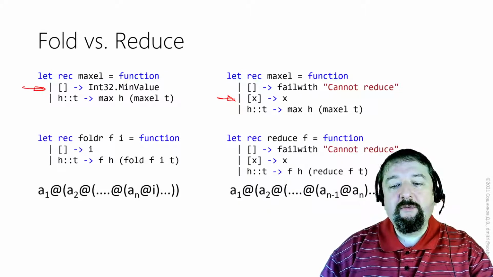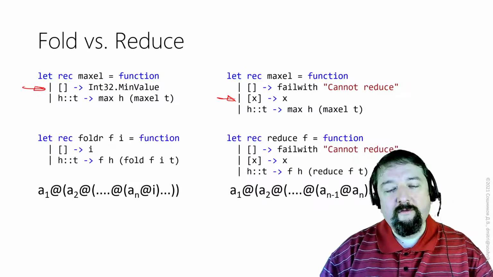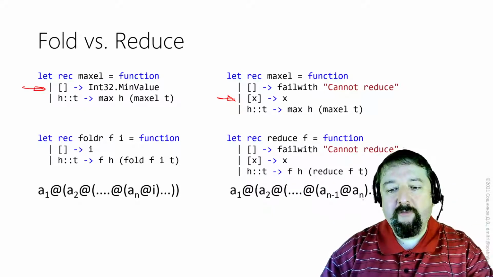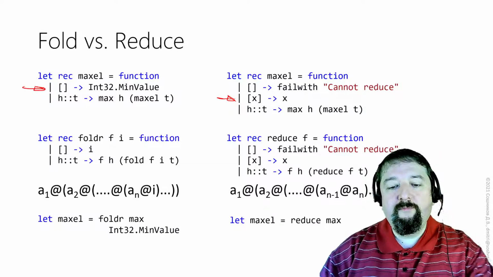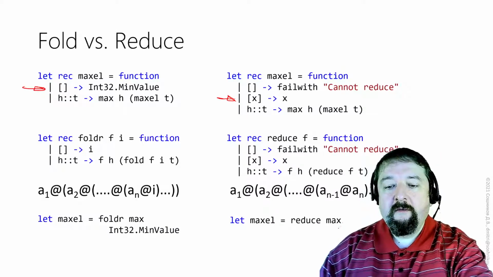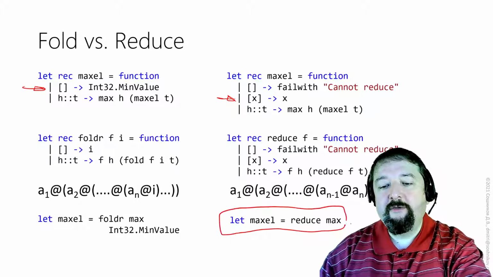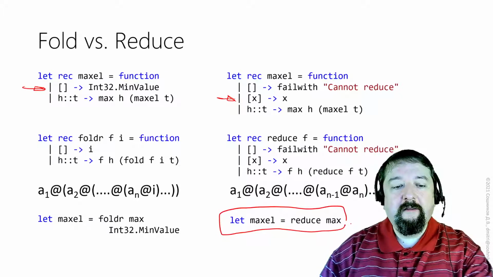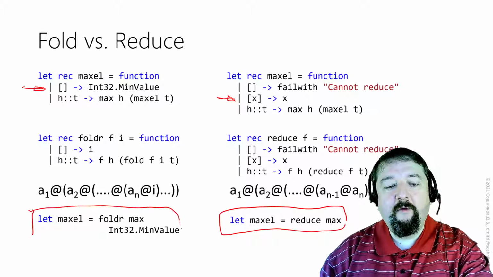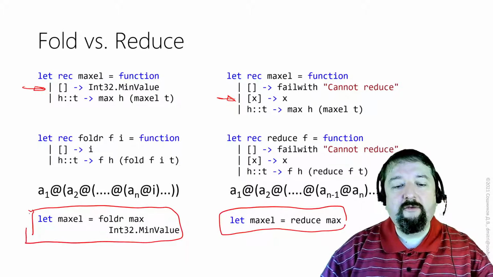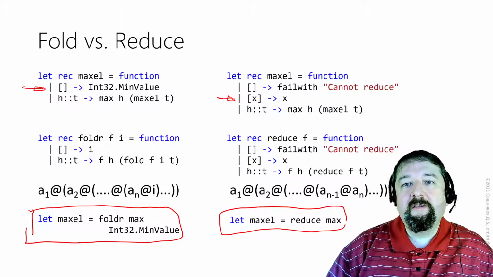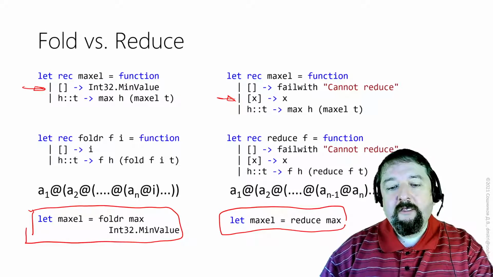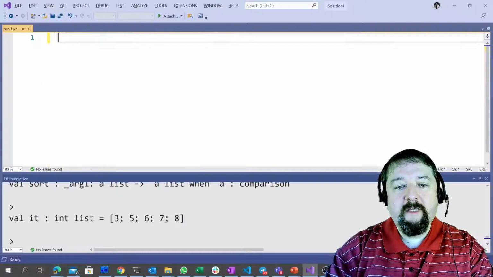So this reduce operation is useful when we want to perform pairwise operations on the values of the list. So this kind of definition, max L equals reduce max, looks neater than this one, max L equals fold max Int32.MinValue. However, reduce cannot deal with an accumulator of a different type. So let's again switch to examples.